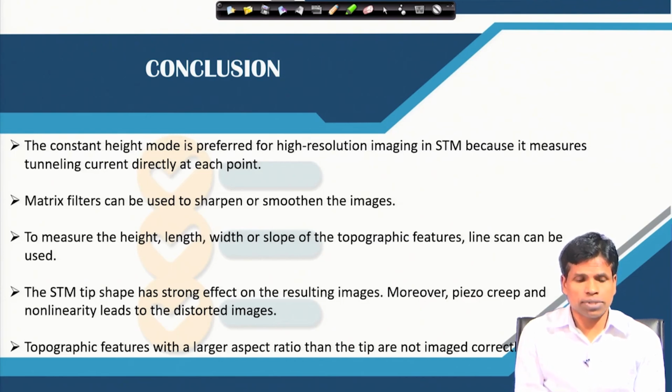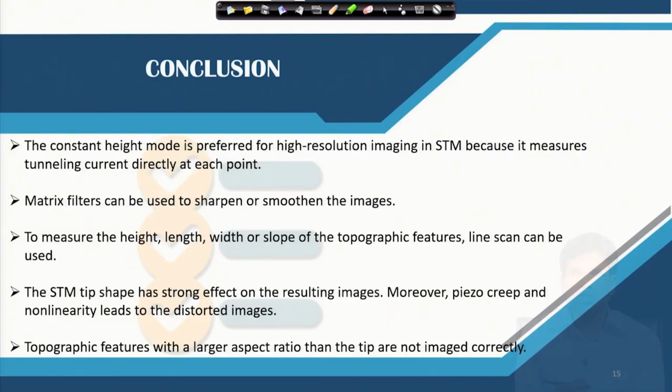As we also have seen, the STM tip has a strong effect on the resulting image. The tip has to be atomically sharp and has to be a single tip, otherwise a distorted image will be formed because of the distorted tip. In addition to that, we have piezo creep and non-linearity that also lead to a distorted image. For getting information about a larger or high aspect ratio feature, the tip also has to be high aspect ratio to provide the correct image.